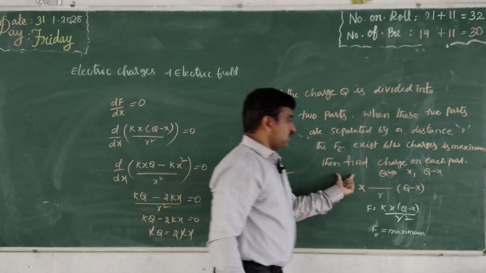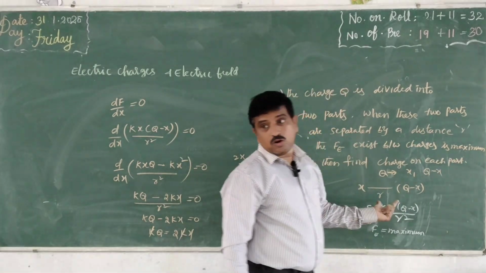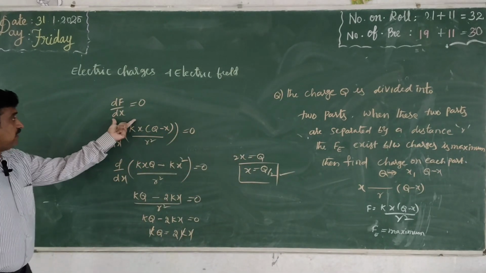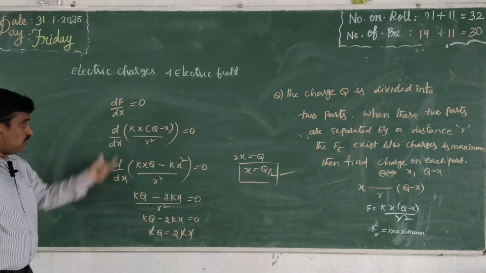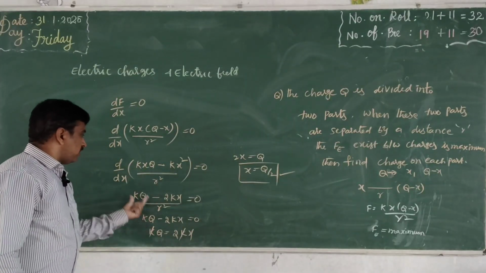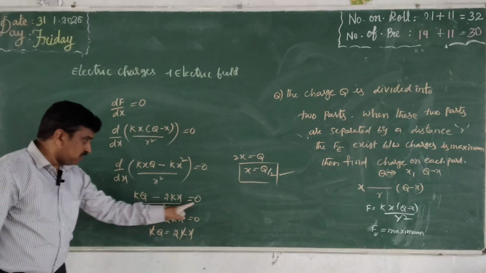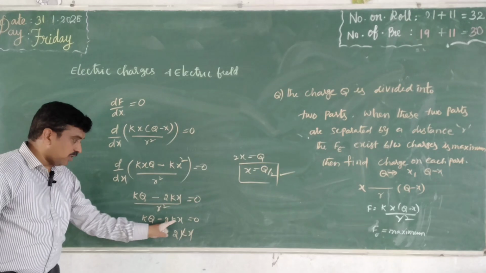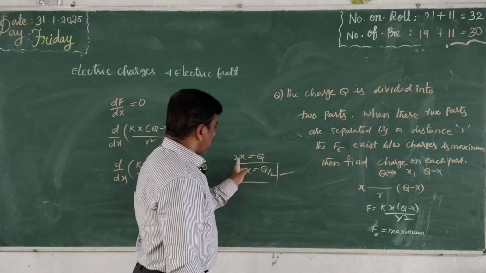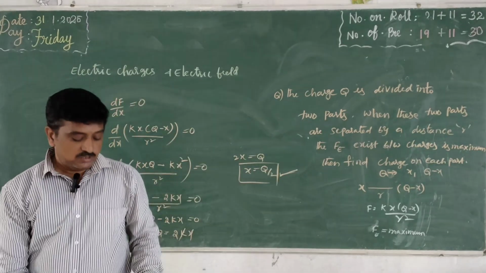See, the charge q is divided into two parts which are placed at r distance. The force that exists between them is this one. So that force is maximum, they said. So for the maximum case we can take df by dx equal to 0. d by dx of f, that is the force we can write here. When we differentiate, we get kq minus 2kx by r square equal to 0. r square changes this side, we get kq minus 2kx equals 0, kq equals 2kx, k cancels, q equals 2x, x equals q by 2. What is each part? q by 2. This is the solution.